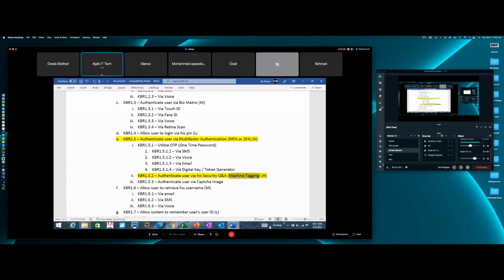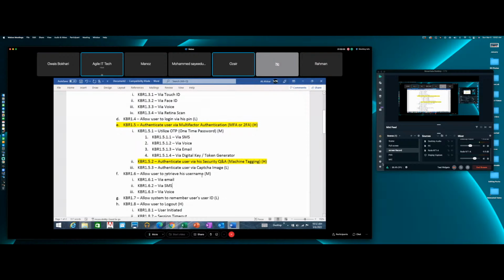Are you calling from Russia? Are you calling from Ukraine? Or are you calling from Houston? You understand? By calling, I mean accessing it, right? This would definitely be the next one. OTP is very popular nowadays, right? Capture image could be a low requirement, right? I'm probably going to go after one of these two. Clear? Yes.